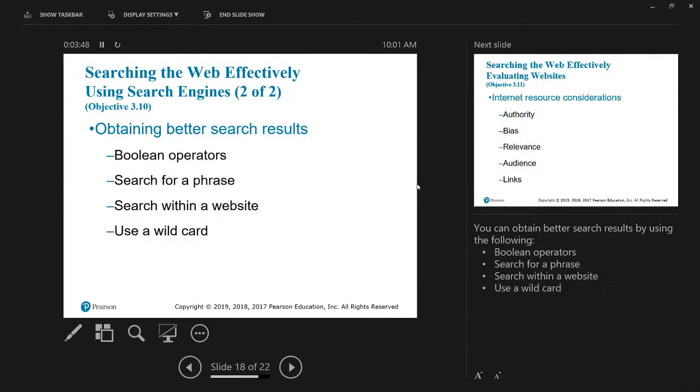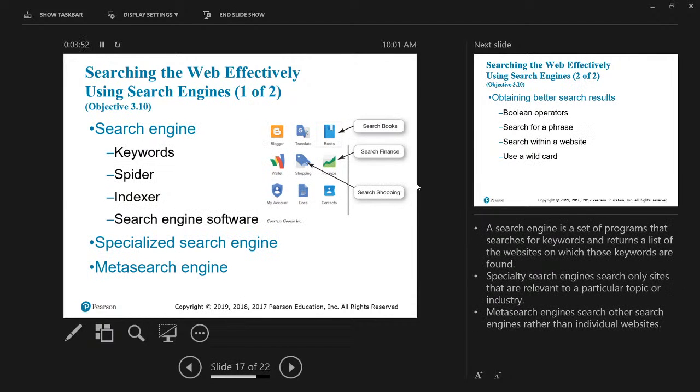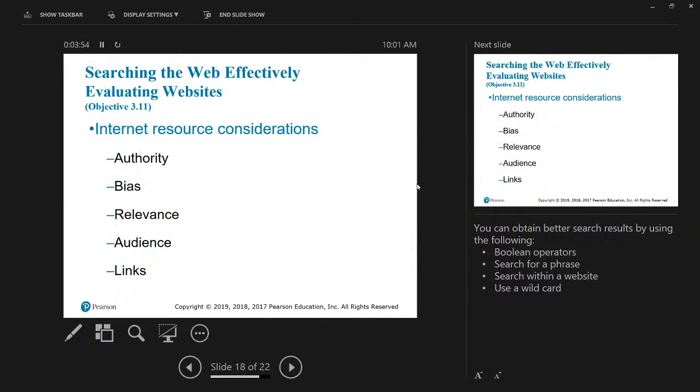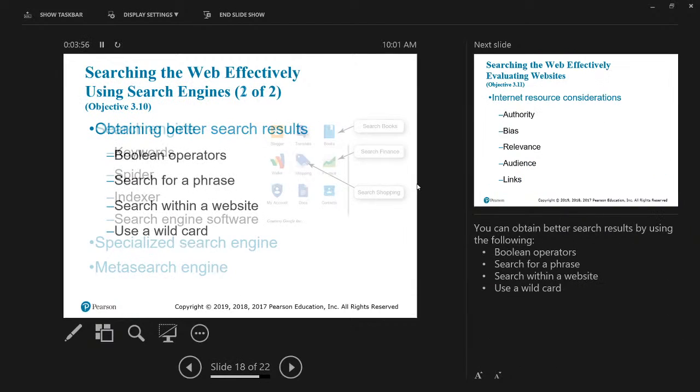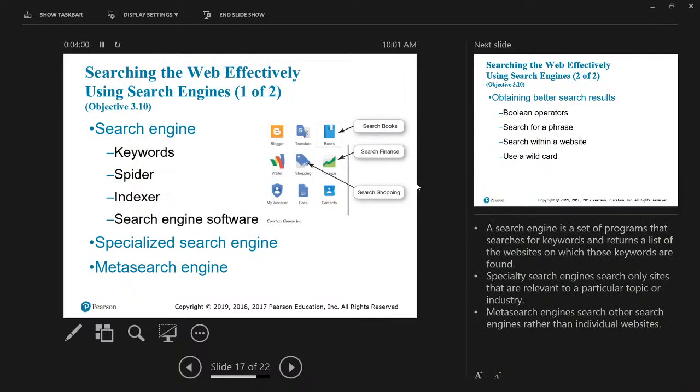Let's very, very briefly talk about what a search engine is, and then I want to move on. Okay, so a search engine, let's go back to the early days of the web.